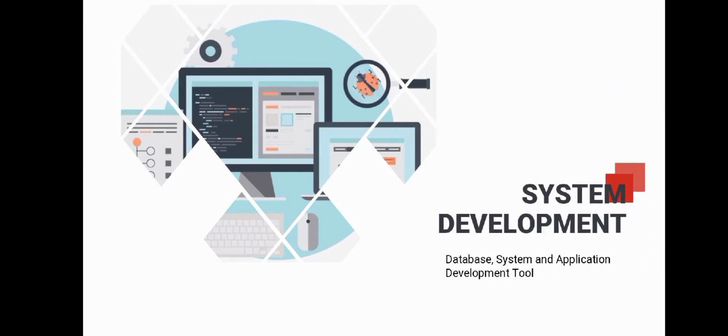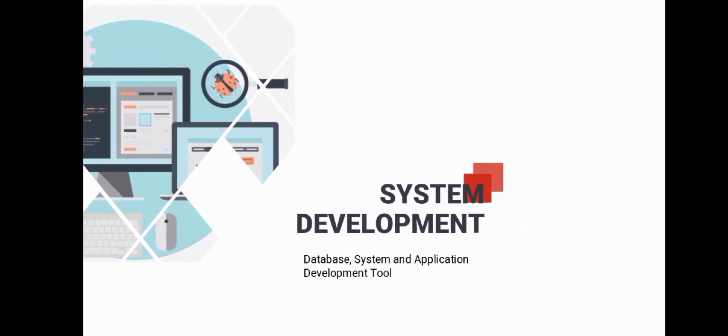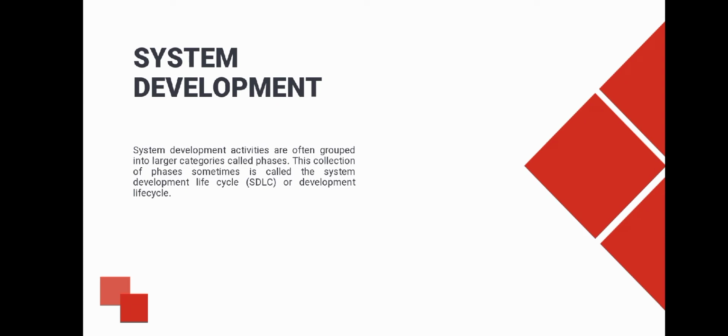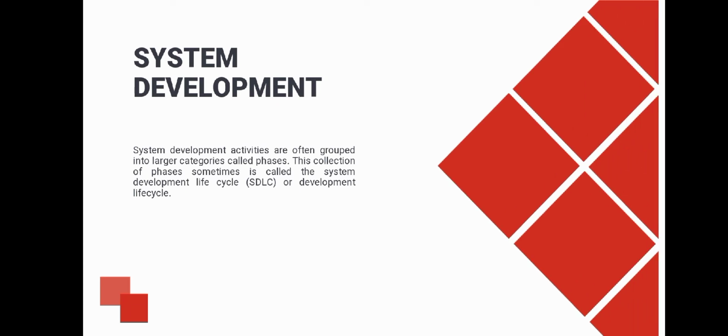System development, database, system, and application development tool. System development. System development activities are often grouped into larger categories called phases. This collection of phases sometimes is called the system development lifecycle or development lifecycle. An information system is a collection of hardware, software, data, people, and procedures that work together to produce information.